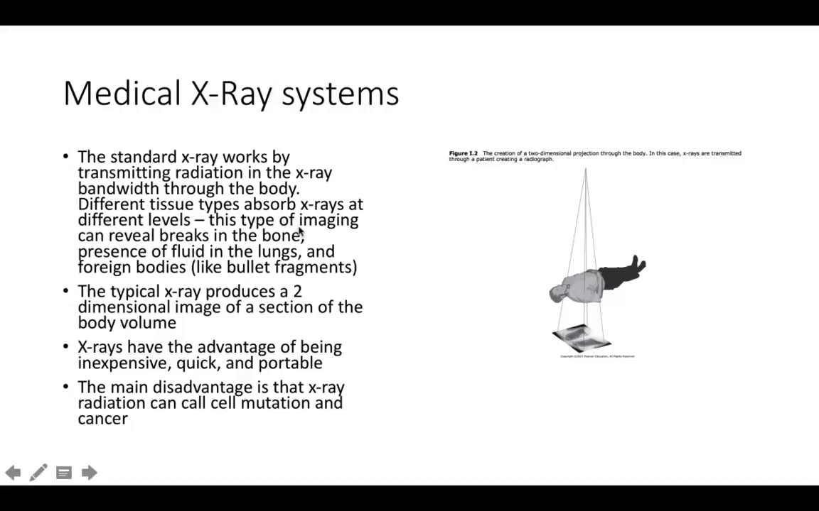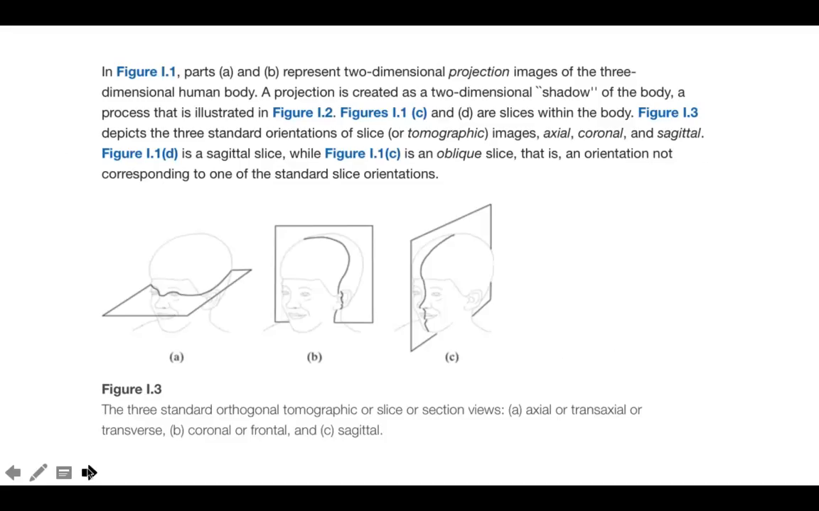It can detect things like breaks in your bone. It can detect fluid in the lungs. It can detect foreign bodies, like if you have bullet fragments or other shrapnel in the body. That can typically be detected by an X-ray, especially if it's metal. So usually, by way of diagnostics, X-rays are one of the first diagnostic tools that are employed.